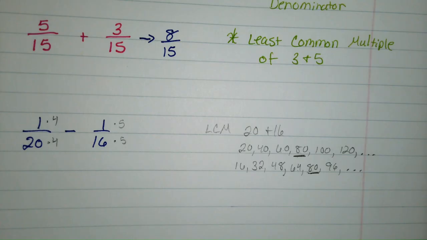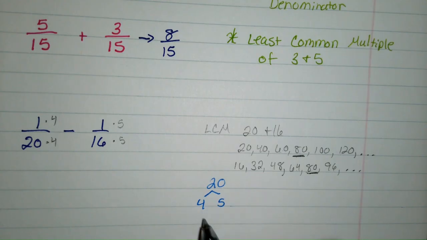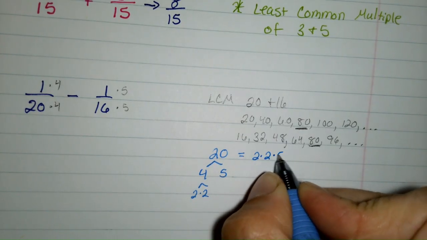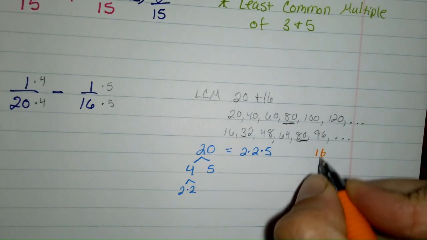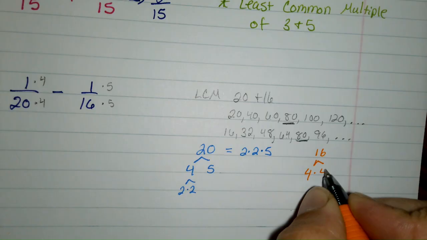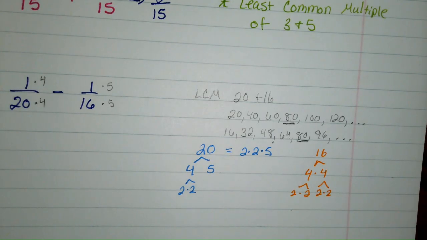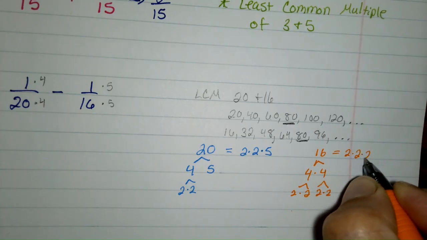So instead, I'm going to use Venn diagrams because it really helps me. So 20 is 4 times 5, and that's 2 times 2 times 5. So keep in mind that 20 is 2 times 2 times 5. 16 is 4 times 4, and each of those is 2 times 2. So 16 is 2 times 2 times 2 times 2.